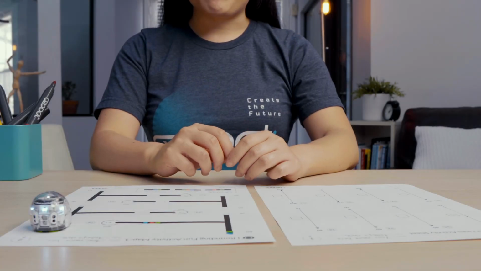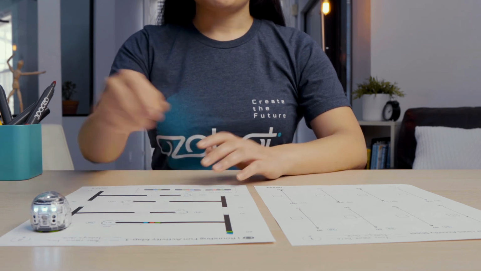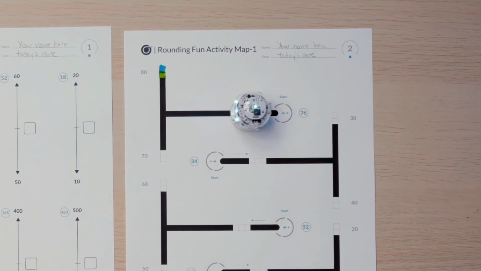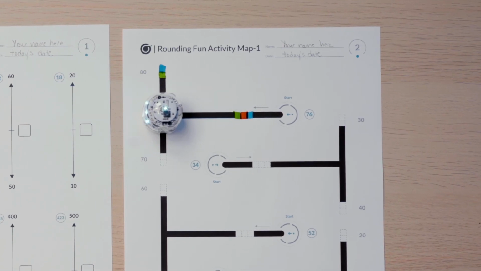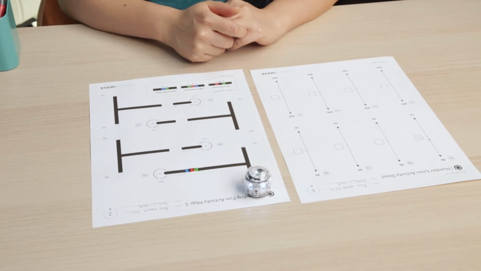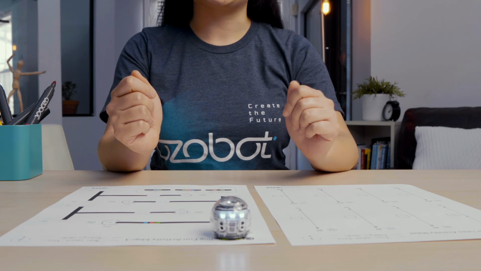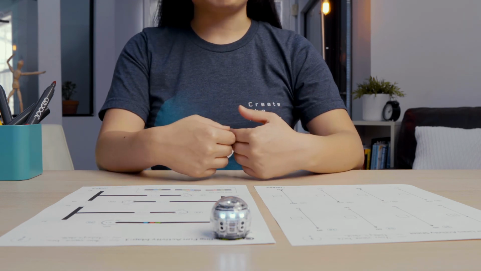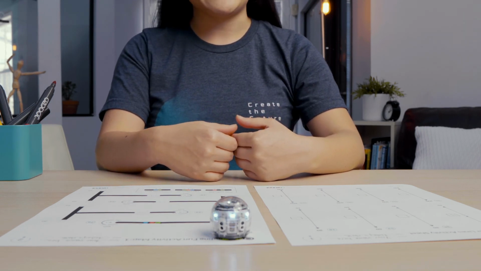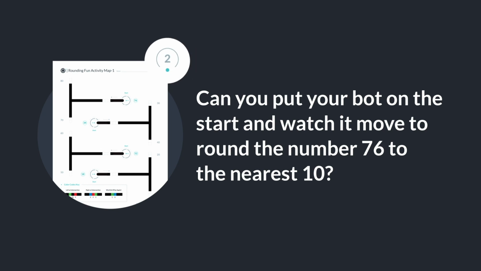Ozobot is ready to round. Are you? Great, let's watch my bot in action. I put Ozobot at start marked by the number 76. Then my Ozobot follows my color code to move to the number 80 and celebrates rounding correctly. Way to go! Ozobot, you just rounded to the nearest 10. The number 76 rounds up to the number 80. Can you put your bot on start and watch it move to round the number 76 to the nearest 10?